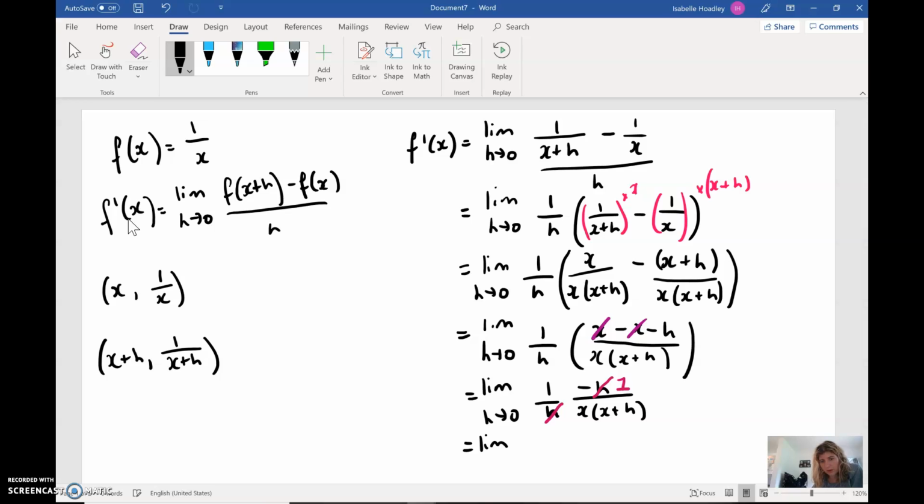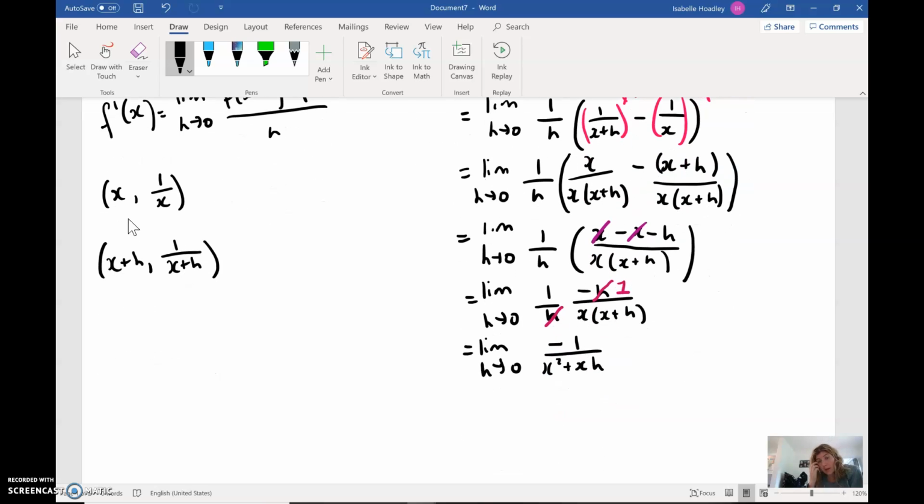is our limit as h approaches 0 of negative 1 over, and we can expand this out now if we want, x squared plus xh. From here we can see that we don't have a multiplier of h going to 0 anymore, so we can apply our limit as h approaches 0, and we can just say that that's going to be f dash of x equals negative 1 over, if that h becomes 0, then so does that xh, so negative 1 over x squared.